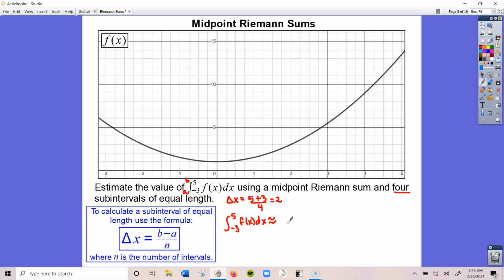Now let's write this the proper way. Each rectangle has an equal length, so we're going to say the 2 is my base. So I'm going to draw this in. So we have from -3 to -1, and we are using a midpoint sum. So the midpoint between -3 and -1 is -2. So we would use the function value for -2. So that is my first rectangle.